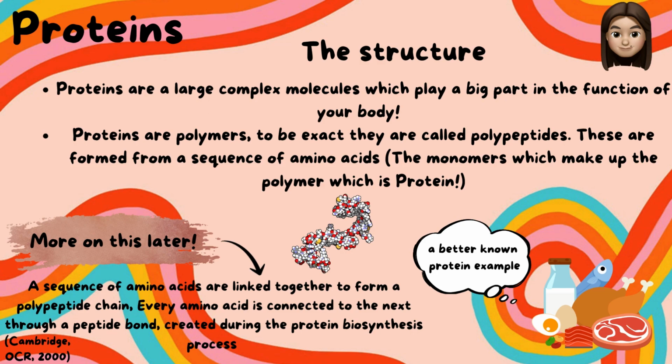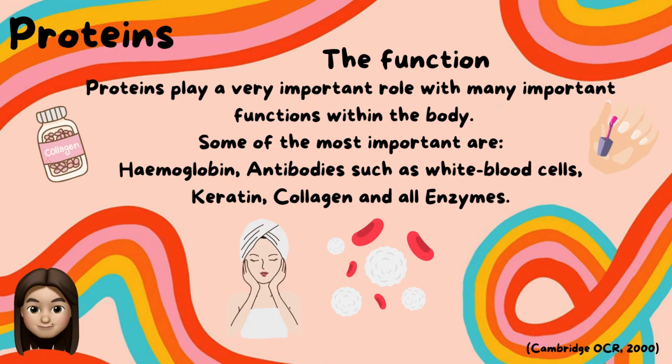These are linked together to form a polypeptide chain. Every amino acid is connected to the next through a peptide bond. This is created during the protein biosynthesis process, where cells make proteins. All proteins have the chemical elements carbon, hydrogen, oxygen, and nitrogen, and they often sometimes contain sulfur. The length of a protein can vary from thousands of amino acids to just a few. Proteins are an essential part of a cell's membrane.